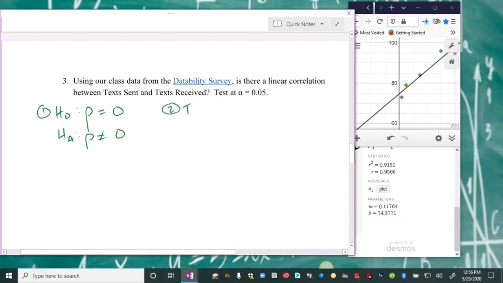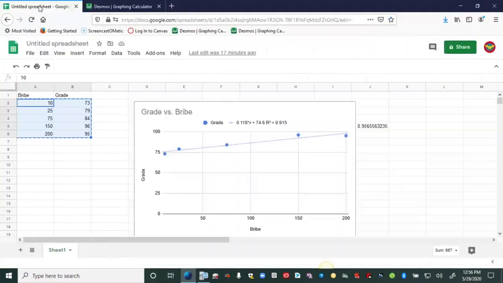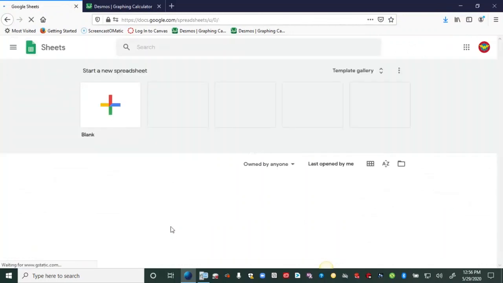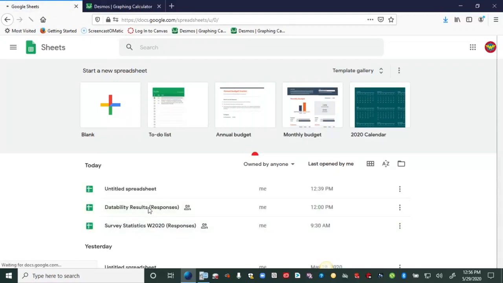So my next step actually is to find my critical R. So I want R sub C. We're going to use table I. And that means that we need degrees of freedom. And we also need alpha, and alpha is 0.05. To get n, the number of pairs, I need to go to the data. So let's go ahead and grab the data. I'm going to go here to Google Sheets, and let me go back to my data sets. And I'm just going to choose our Datability survey results, which is right here.